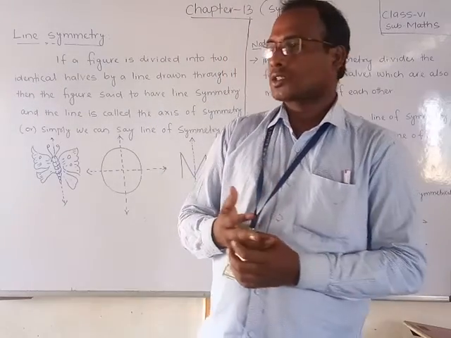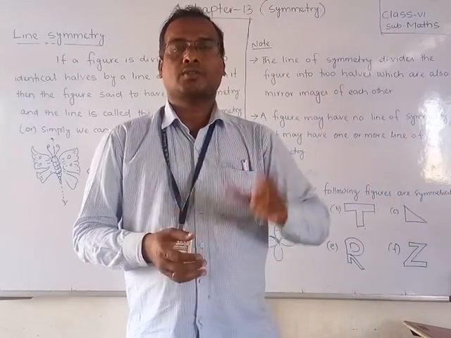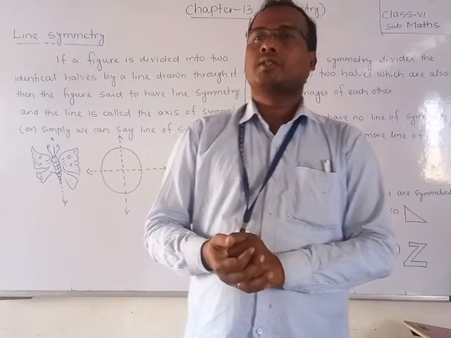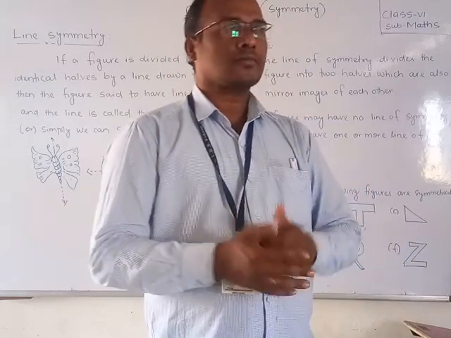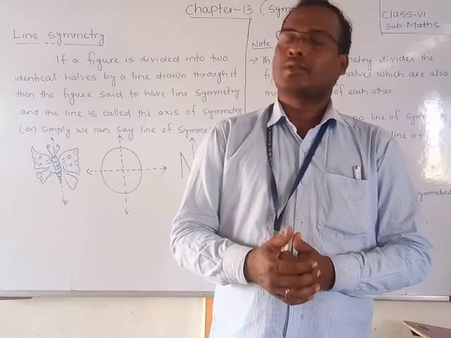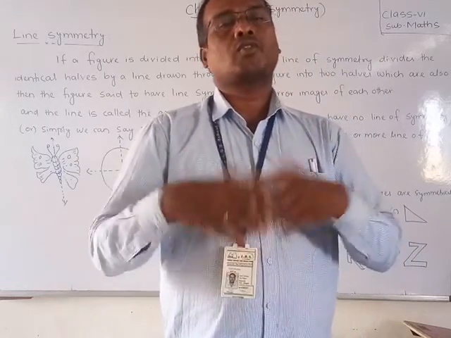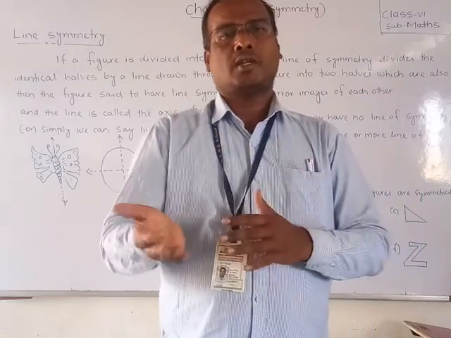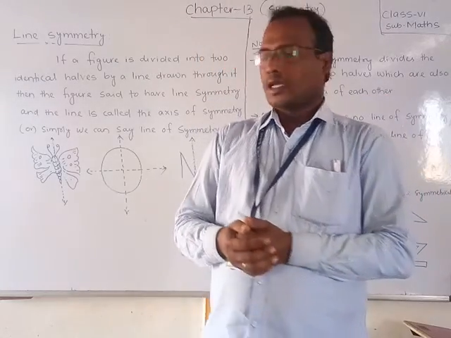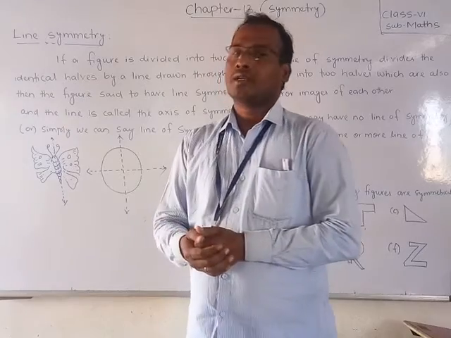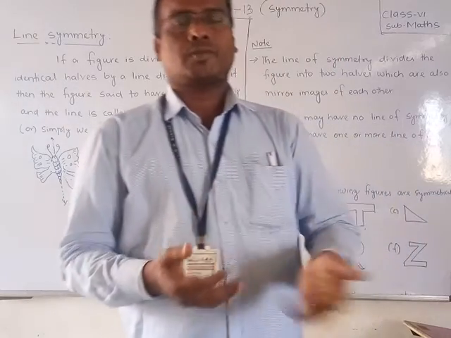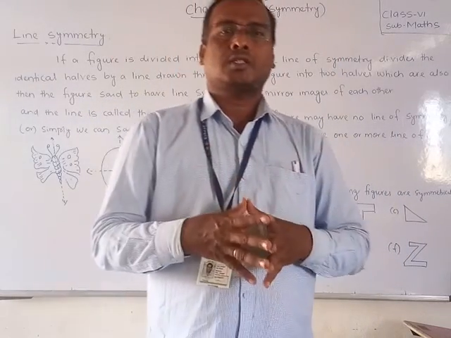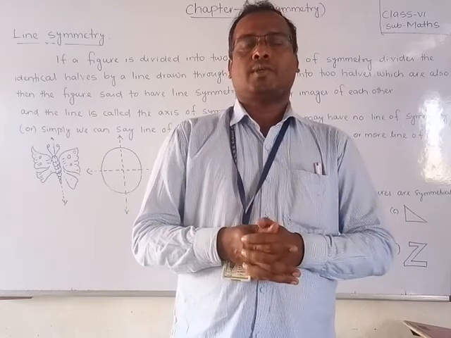First of all, we have to discuss the line of symmetry. First one, what is it in mathematics? Line of symmetry. Symmetry means whenever comparing two things, they will be equal, or four parts will be equal, or however many parts we are comparing, they should be similar. That is called symmetry. Now what is the line of symmetry? In this chapter, it is the first thing.